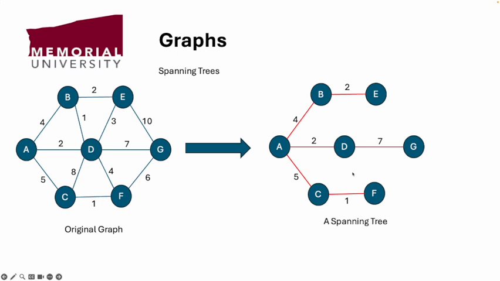So what's the weight? What's the total weight? Sum up together: 2 plus 4 plus 2 plus 7 plus 5 plus 1, which is 21. The weight is 21.